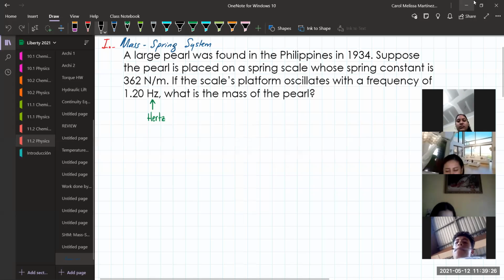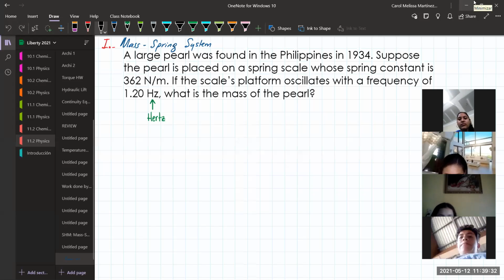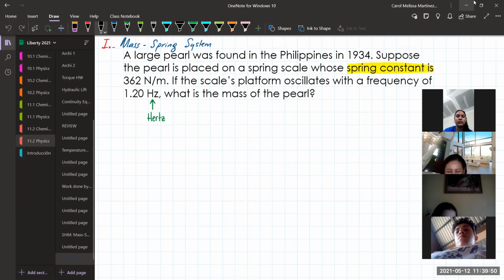So this large pearl was found in the Philippines, and then it was placed on a spring scale to know the weight. Now, the problem is that the scale has a spring, and that spring had a spring constant of 362 newtons over meter. The spring constant represents how stiff something is, or how much strength it could, for example, support.